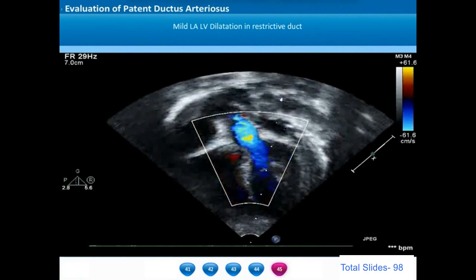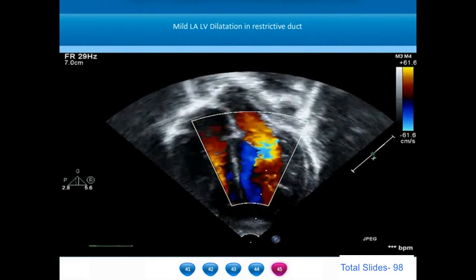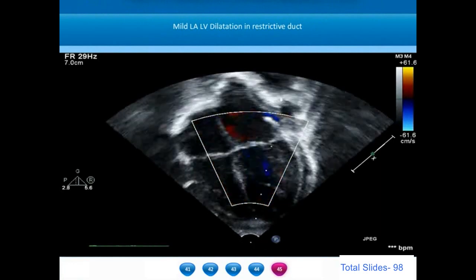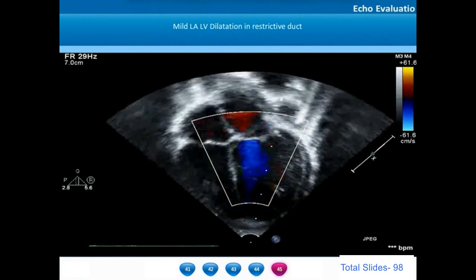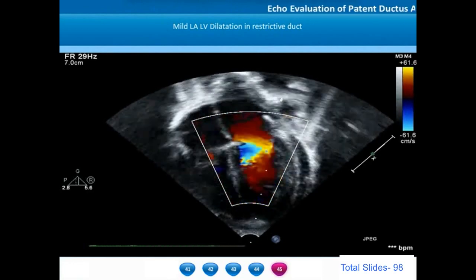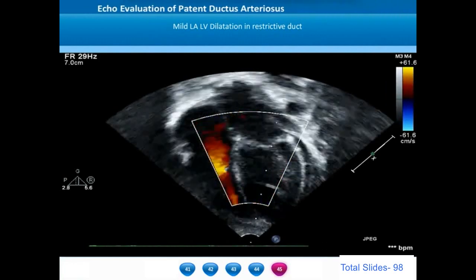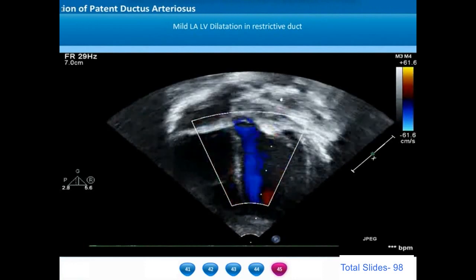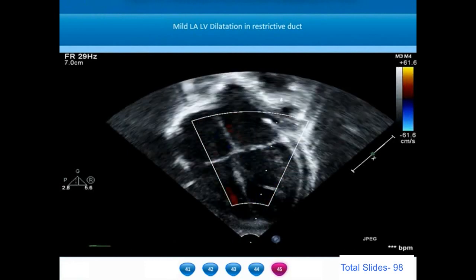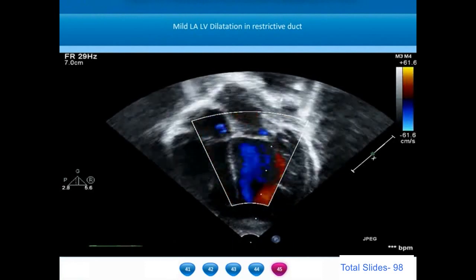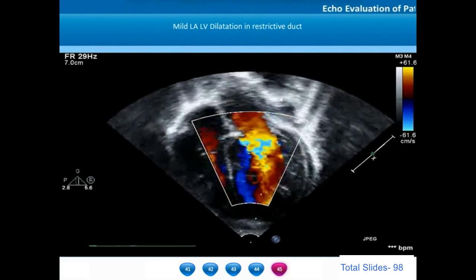In a restrictive small ductus, when you do an apical four-chamber view, you identify that the left atrium and left ventricle will be only very minimally dilated. The dilatation of left atrium and left ventricle in a ductus arteriosus will be proportionate to the quantum of the shunt through the ductus arteriosus. If there is a large shunt through the ductus arteriosus, the left atrium and left ventricle will be markedly dilated. However, in small restrictive PDA, there will be very minimal LA-LV dilatation.